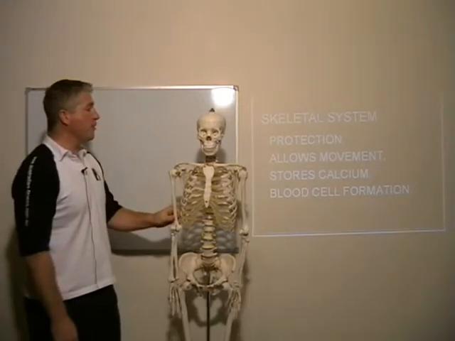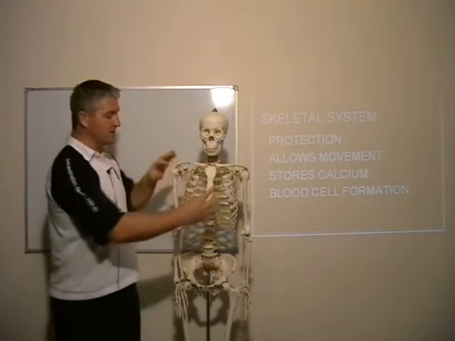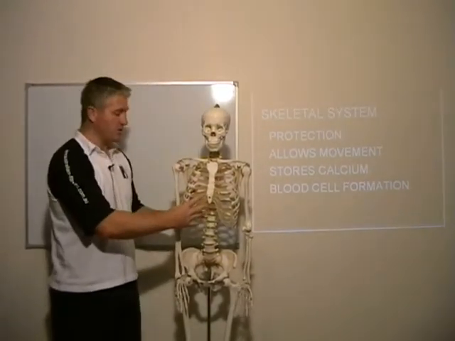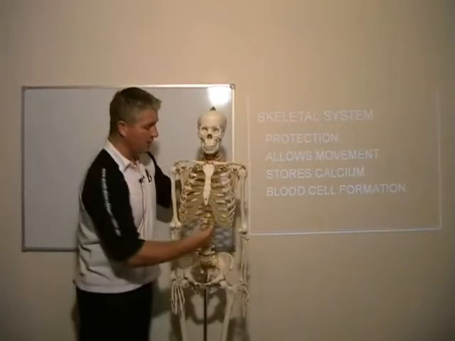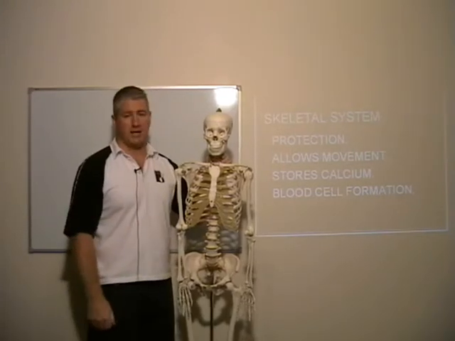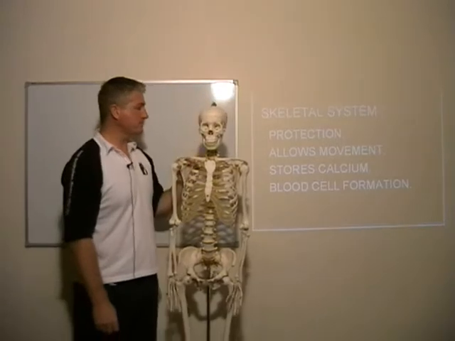Okay, what are the four main roles of the skeletal system? Point number one is protection. A good example of this is the rib cage. As you can see, this is a nice big cage-like structure that provides protection to the vital organs inside the body, organs such as the heart and lungs. And of course, the brain is protected by the skull.